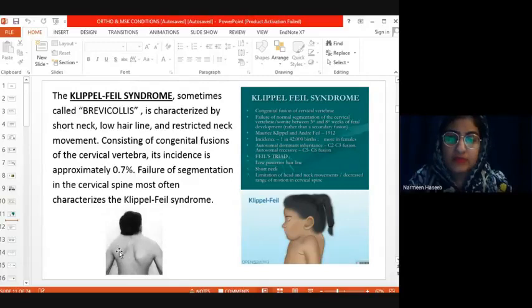It's also resembling the Sprengel's deformity, but the reason mainly over here is the failure of segmentation of the cervical spine, which results in the short neck, low hairline, and restricted neck movement.